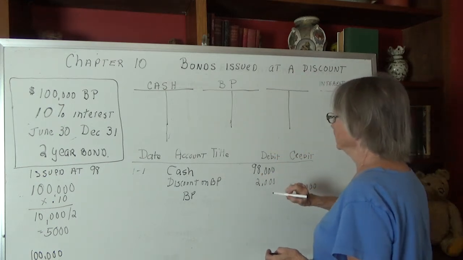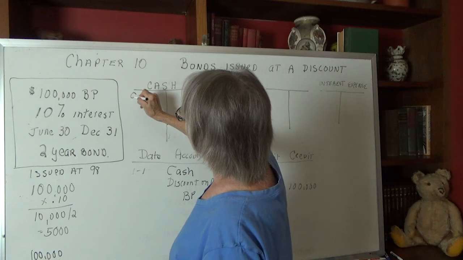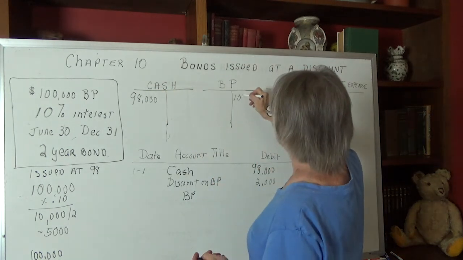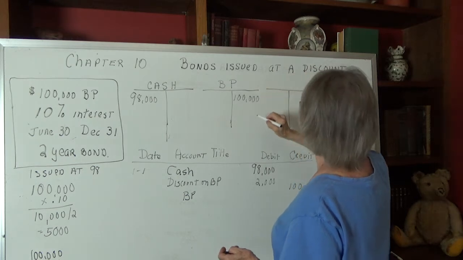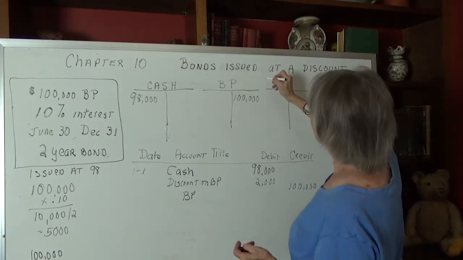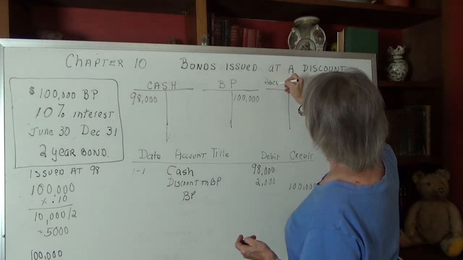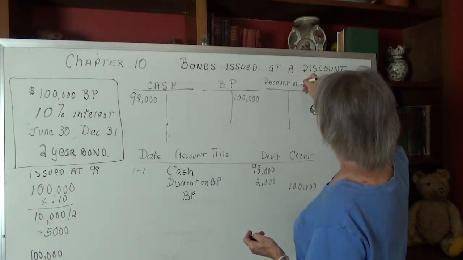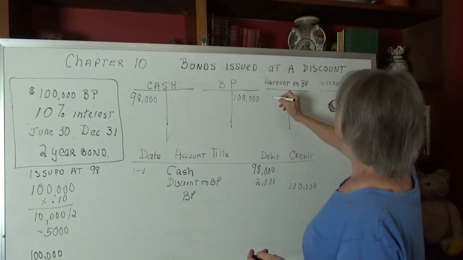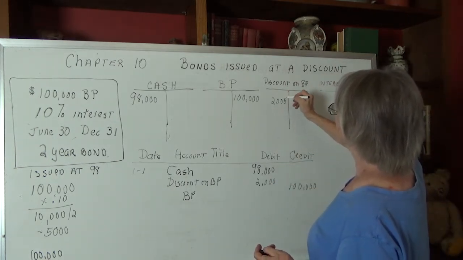So let's put this on our T accounts. We got 98,000 cash. We've got a bond payable of 100,000. And now, you see how I planned ahead and put in this little T account for a change? Okay, so discount on bonds payable, and that is also a debit for $2,000.